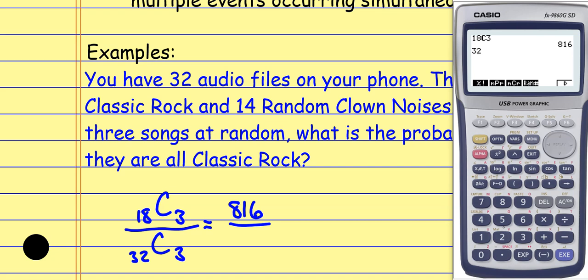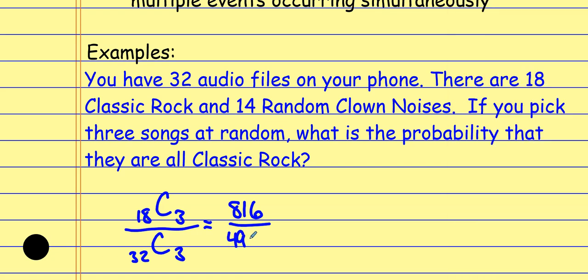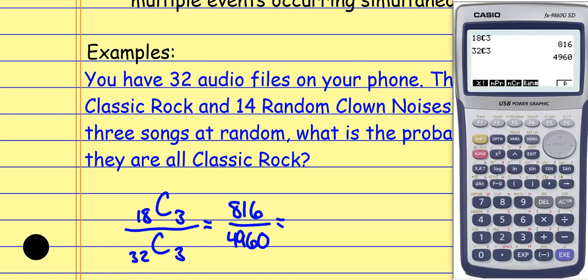And then here, 32 choose 3 is 4,960. And now from here, we have to reduce this thing. You can reduce it by hand, or let's make the calculator do a little bit of work.